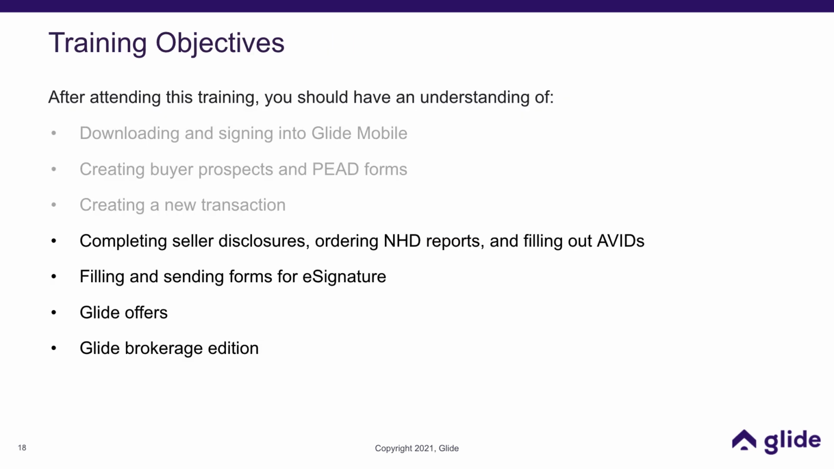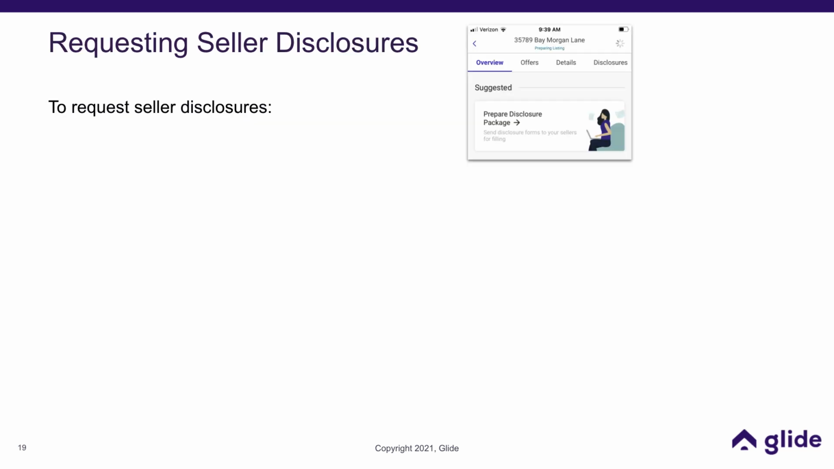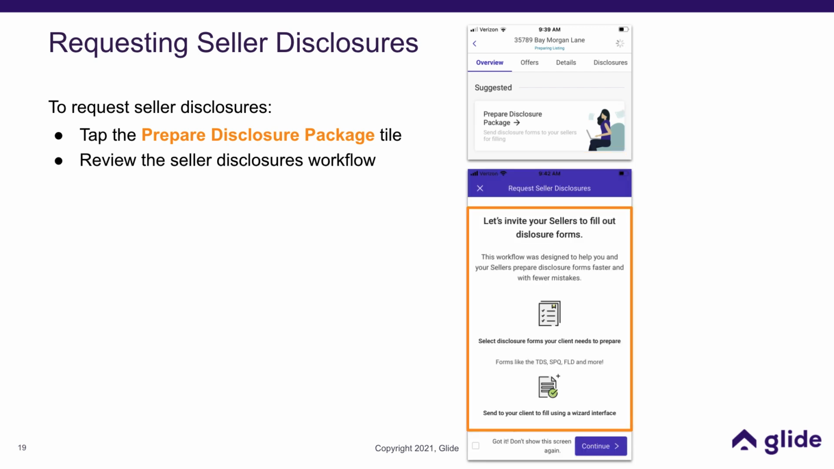Now that we have covered how to create a new transaction, we'll next take a look at how to complete seller disclosures, order NHD reports, and fill out AVIDs. First, to request seller disclosures, tap the Prepare Disclosure Package tile in the Overview section of a transaction. Then review the Seller Disclosures workflow.